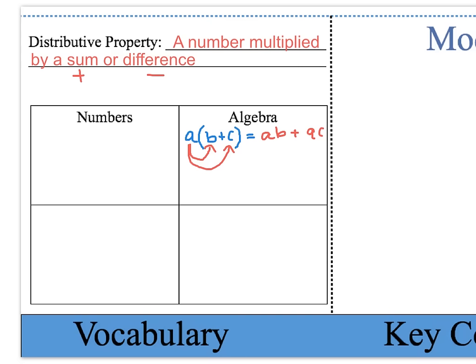Let's look at multiplying a number by a difference. So I'm going to use A parentheses B minus C, close my parentheses. So when I distribute, I'm going to multiply A times B. That gets me AB. There's a subtraction sign in there, so I'm going to put a subtraction sign there. And then I'm going to multiply A times C, which is AC. So this shows me multiplying a number by a difference.